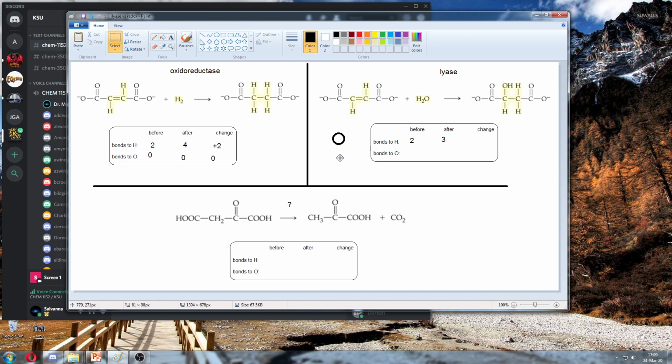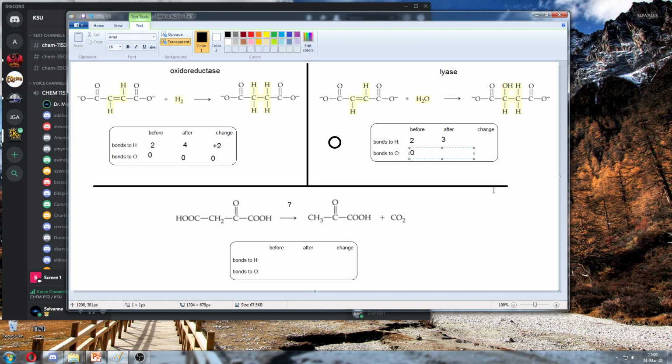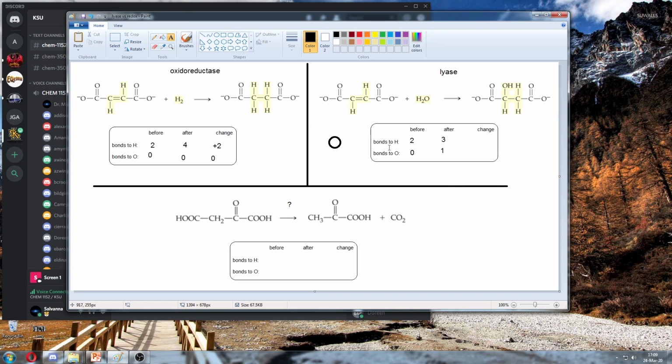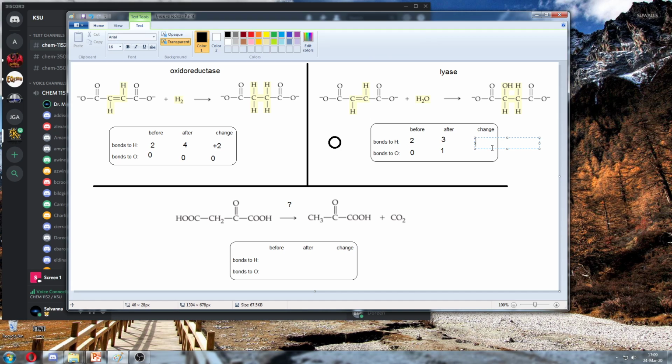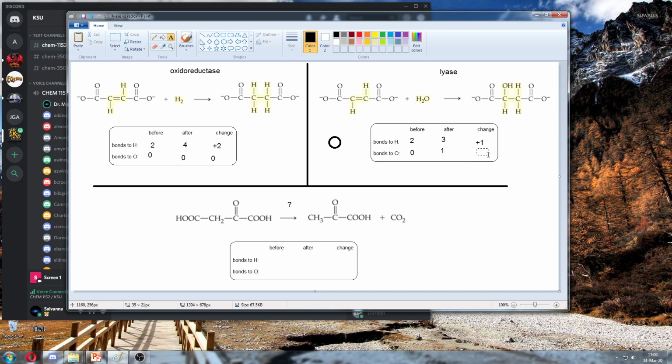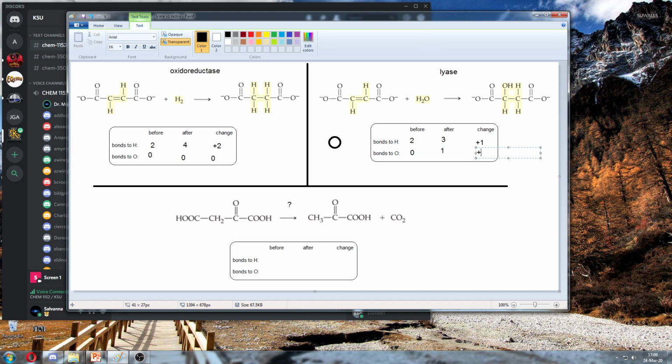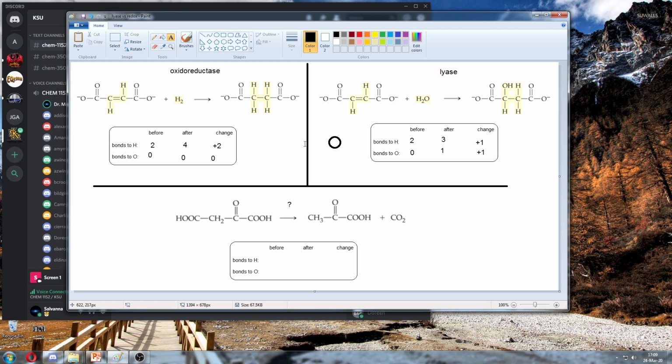How many bonds to oxygen before? Same as before, 0. And how many bonds to oxygen are these two making now? 1. There's only 1 bond to oxygen over here. So we put those numbers in. Bonds before were 0. The bonds to oxygen after is now 1. Right? The difference between the bonds to H before and after, we had a change of +1. And the number of bonds to oxygen before and after, we had a change of +1.